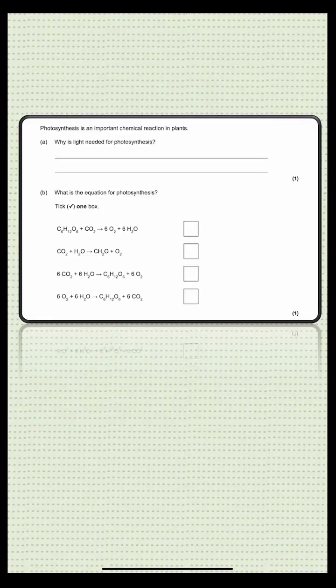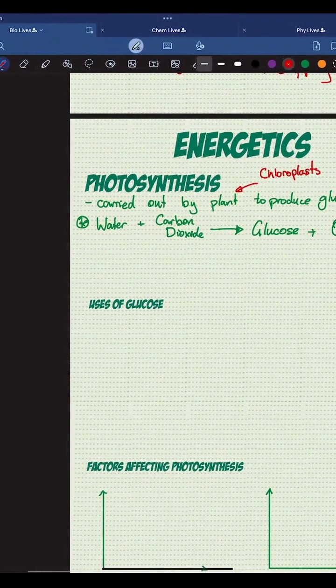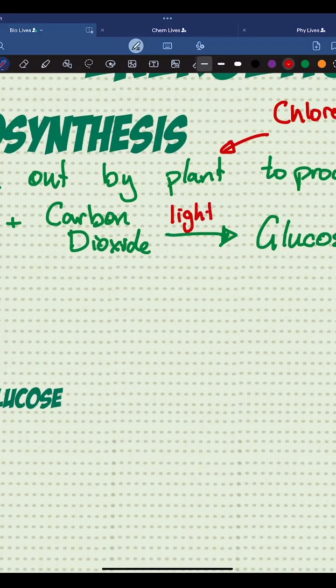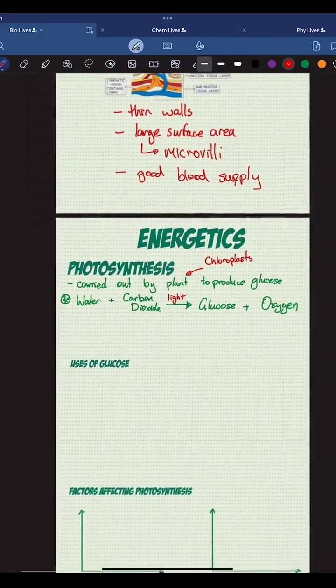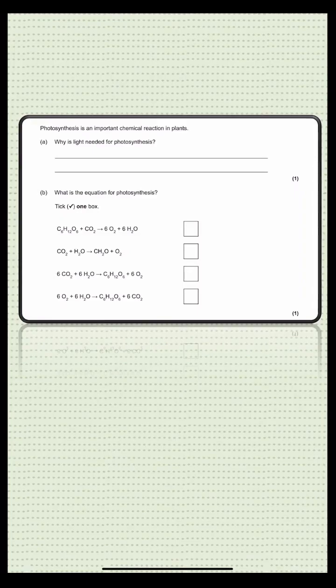So light is needed for photosynthesis. That's very important. So in our equation here, we're going to write light here. Light comes from the sun. Why is light needed for photosynthesis? Can anyone tell me why is light needed for photosynthesis? It can't happen in the dark. For energy, exactly. You need it to transfer energy.